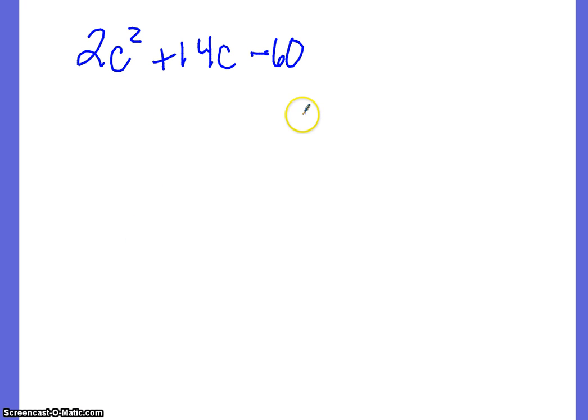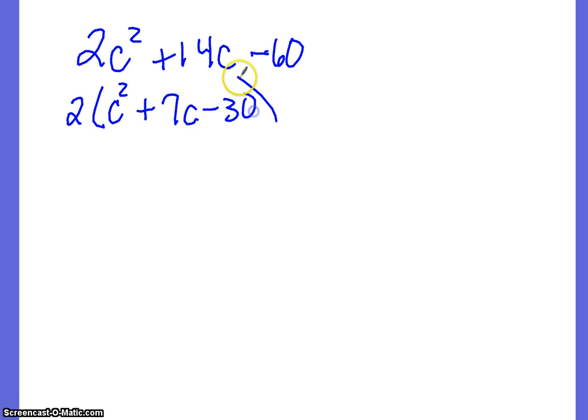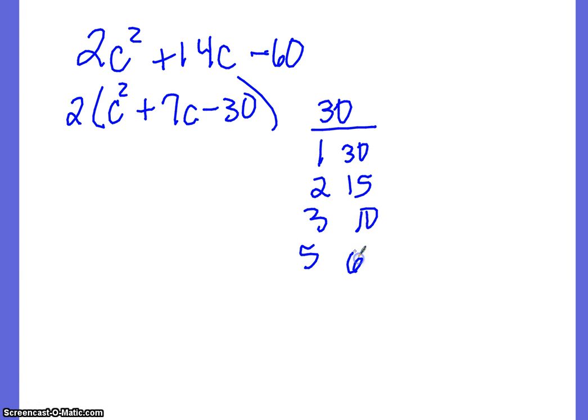So looking at these 3, they all divide by 2, so I'm going to start by pulling a 2 out. Leaves me c squared plus 7c minus 30. So now I've got to factor what's inside. There's nothing in front of the c squared anymore, so I'm going to find the factors of 30, the new number at the end. 1 and 30, 2 and 15, 3 and 10, 5 and 6.